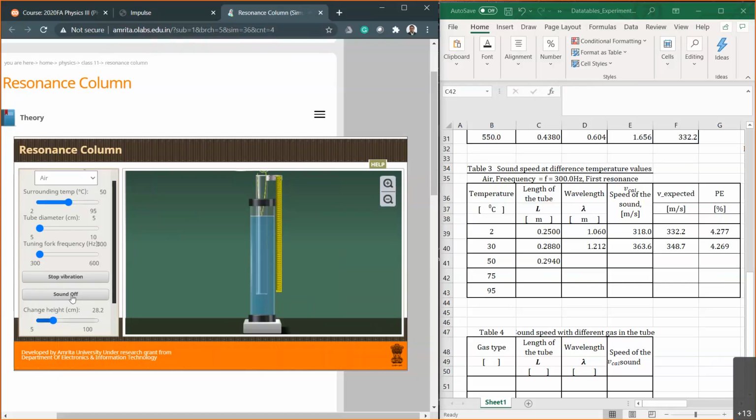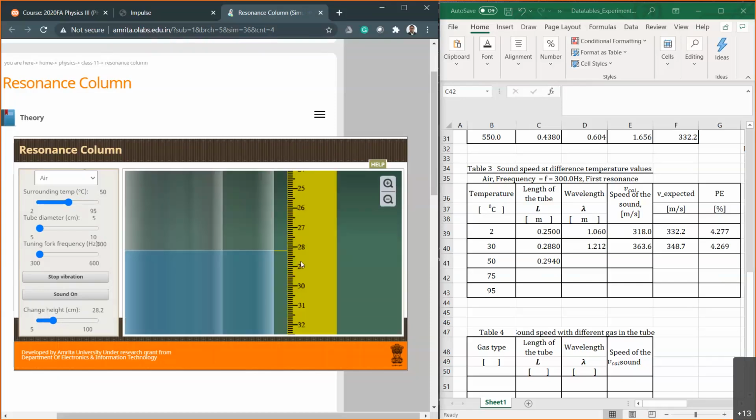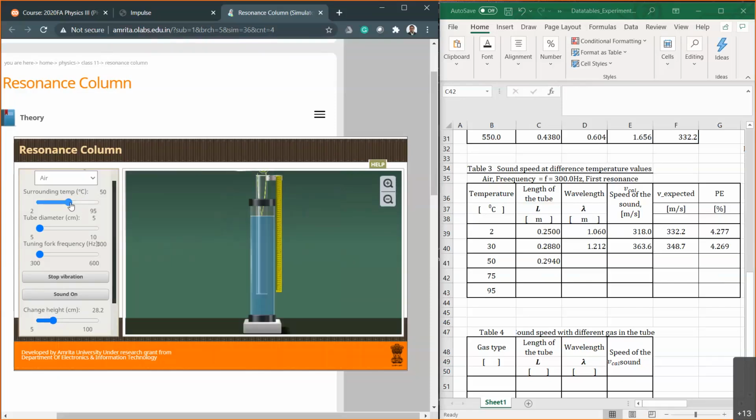Twenty-eight two. Let's go back. I want to check the other one too. What's the other one I did? 30 degree. Check that too very quickly. Sound on. Bring this up.